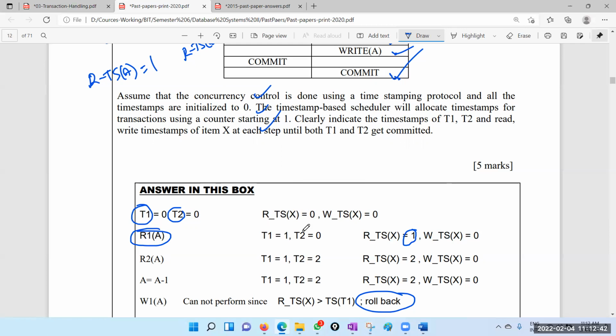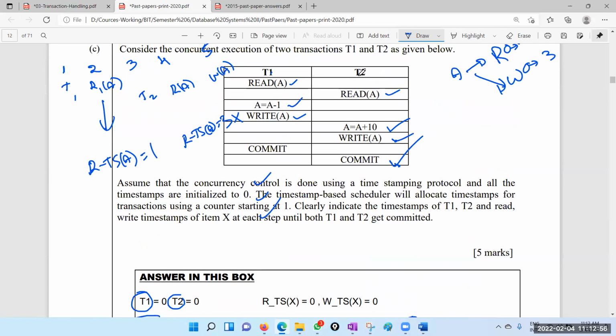So the question says all the timestamps are initialized to 0, right? Yes, that is initially. That is initially, but transaction 2, that means both are started at the same time. The question is not very clear.